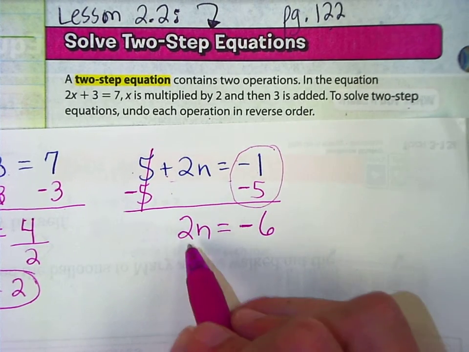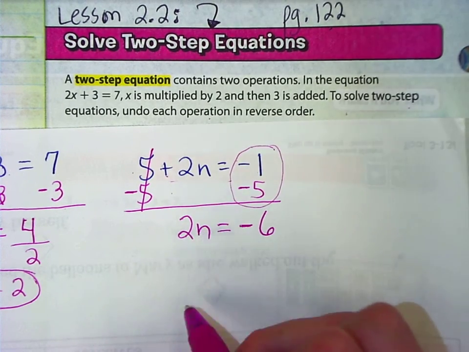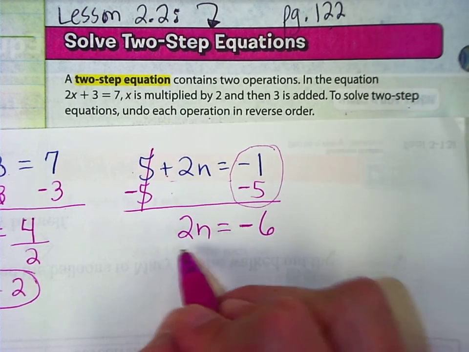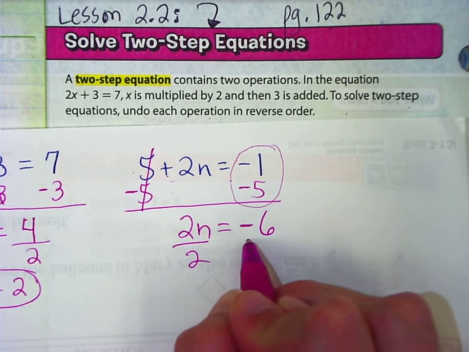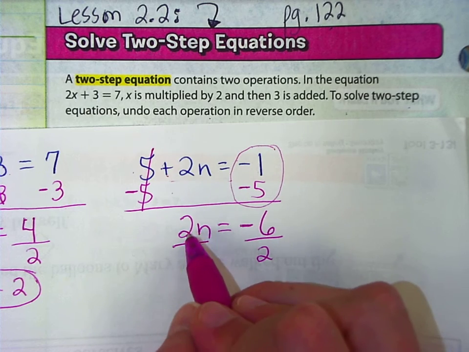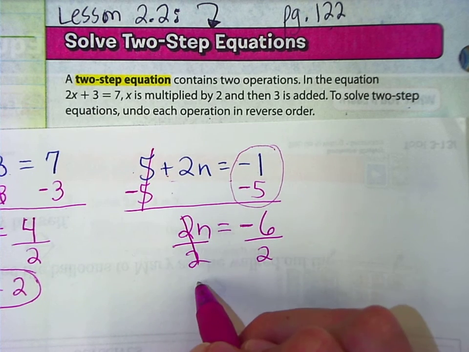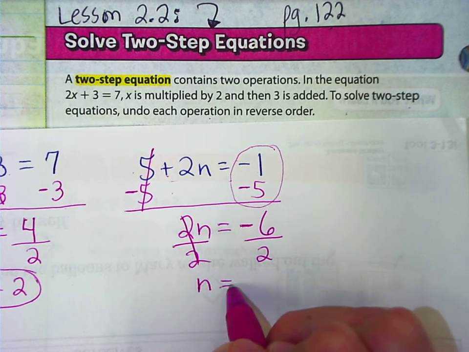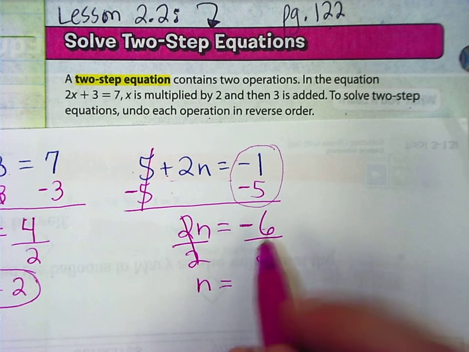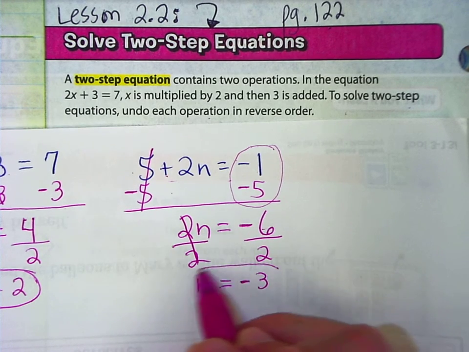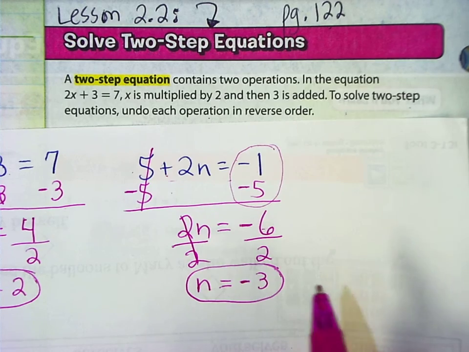And now this next to this means multiply, so again I'm going to perform the opposite operation. I'm going to divide both sides by 2. And 2 divided by 2 is 1, and I just have 1n left. And the negative 6 divided by 2 is negative 3. So negative 3 is my final answer.